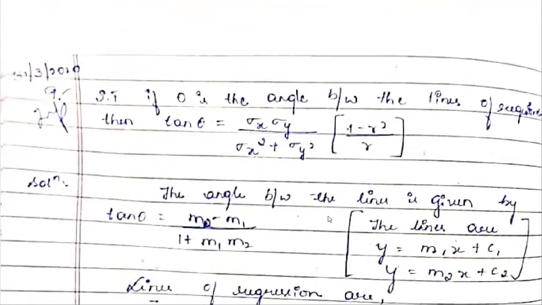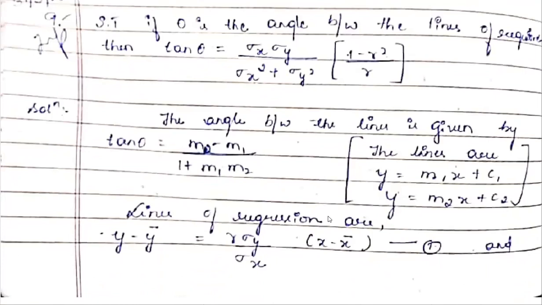We'll move on to the next kind of problem. Okay, show that if theta is the angle between the lines of regression, then tan theta equals sigma x into sigma y by sigma x square plus sigma y square into 1 minus r square by r. So he wants you to find a relation for tan theta, and you want that relation to be this.